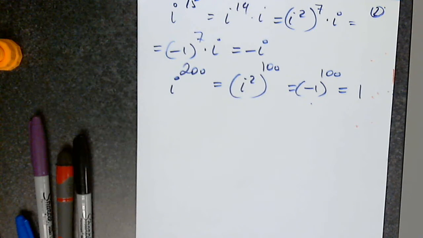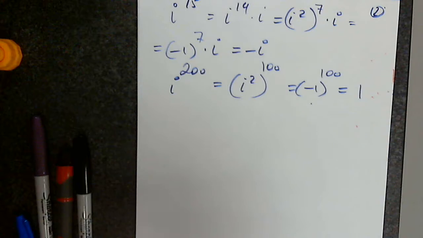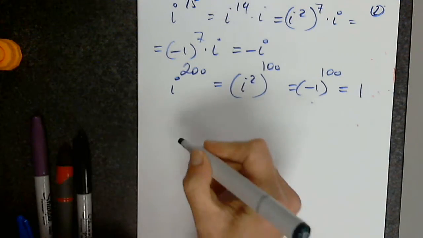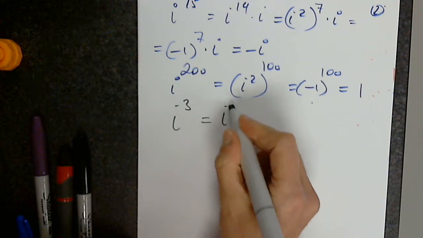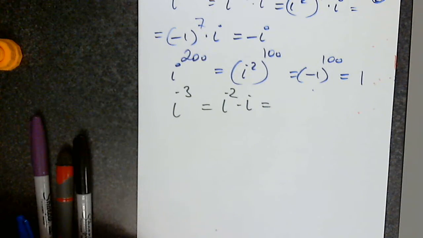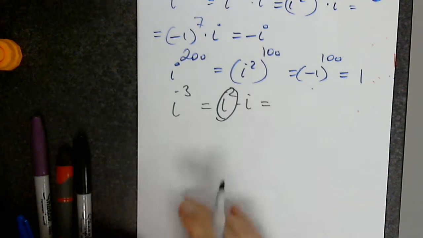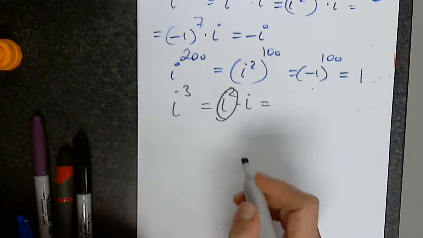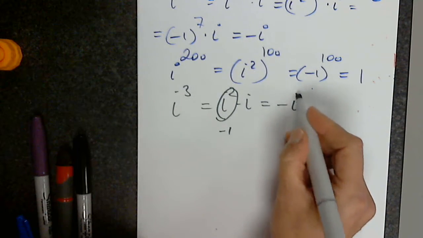And that's the end of chapter 10, and I like to go backwards now with problems. Thank you. Very good. i to the 3rd is i squared times i. And I know that i squared is -1, so the answer is -i.